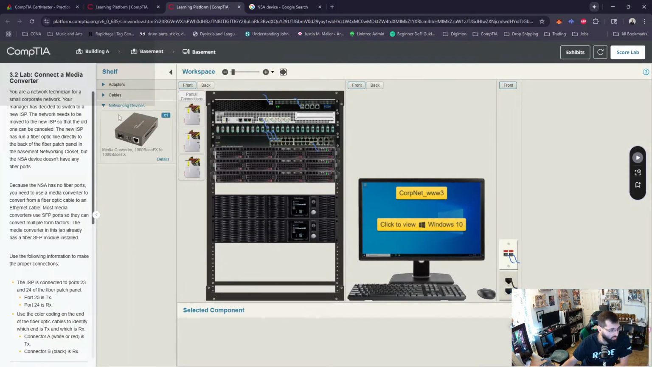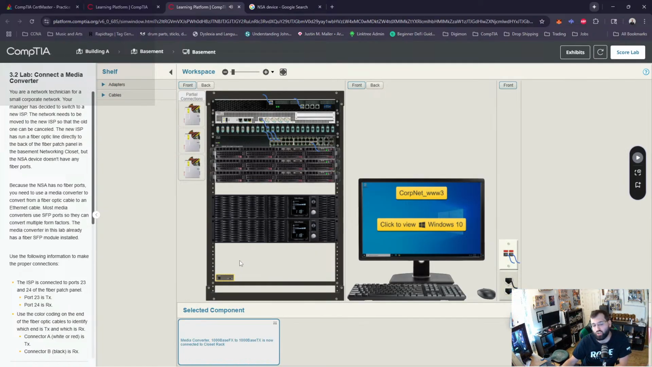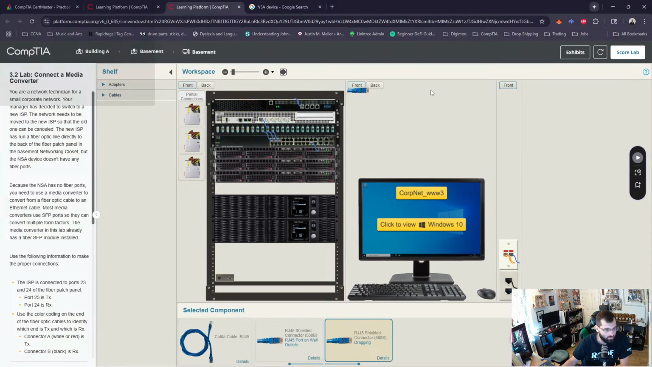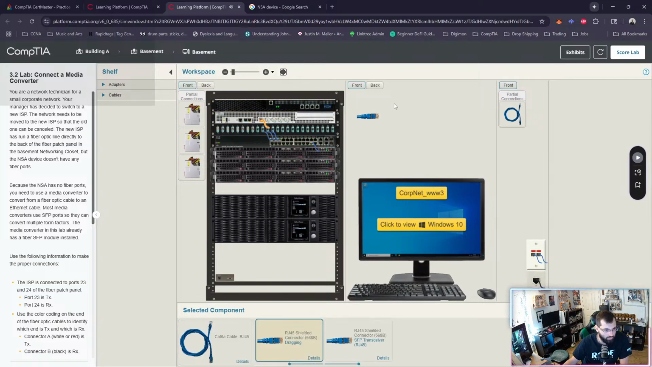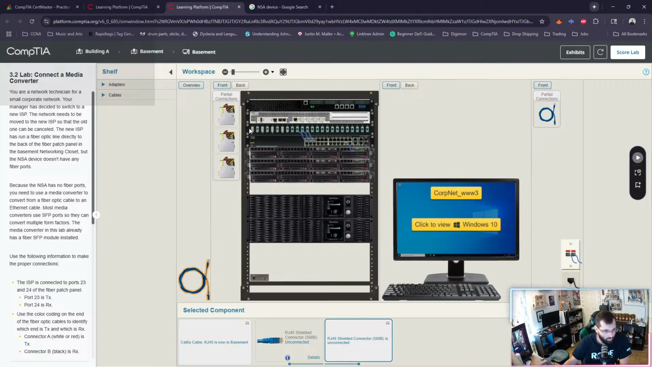Okay, so... This network device is supposed to go... That's stupid. Oh my god. Okay. So that's there. No, you give me the wire. I want the wire. Okay, we don't need that anymore.